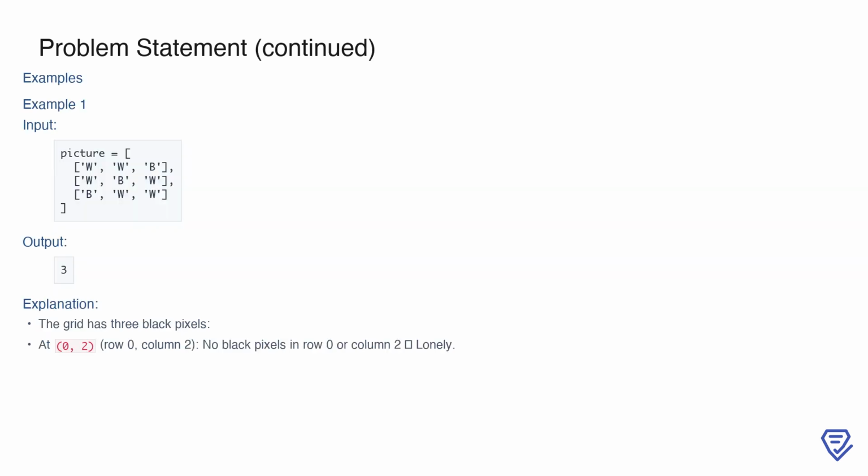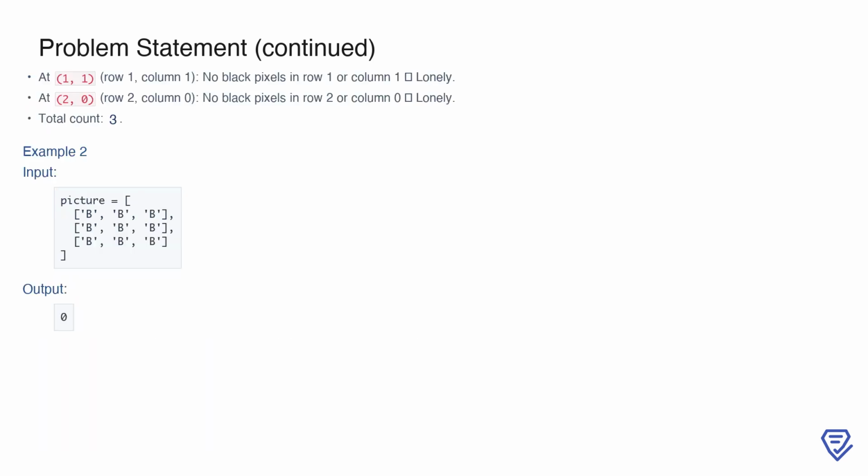To understand how the problem works, let's look at an example. Here, we have a grid where W represents white pixels and B represents black pixels. The input grid is a 3x3 matrix. The task is to identify the black pixels that are lonely. For example, the black pixel at position 0, 2, which is in row 0 and column 2, has no other black pixels in either its row or column. Therefore, it qualifies as a lonely pixel. We'll continue analyzing the rest of the grid to complete the count.